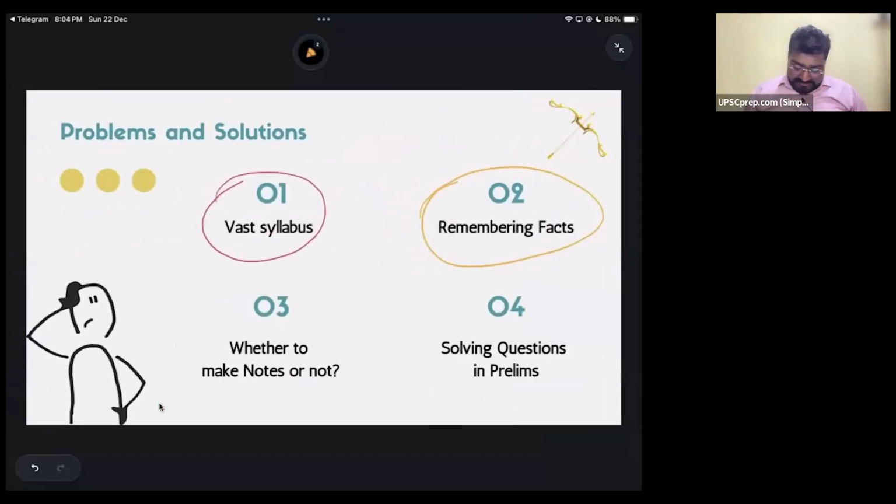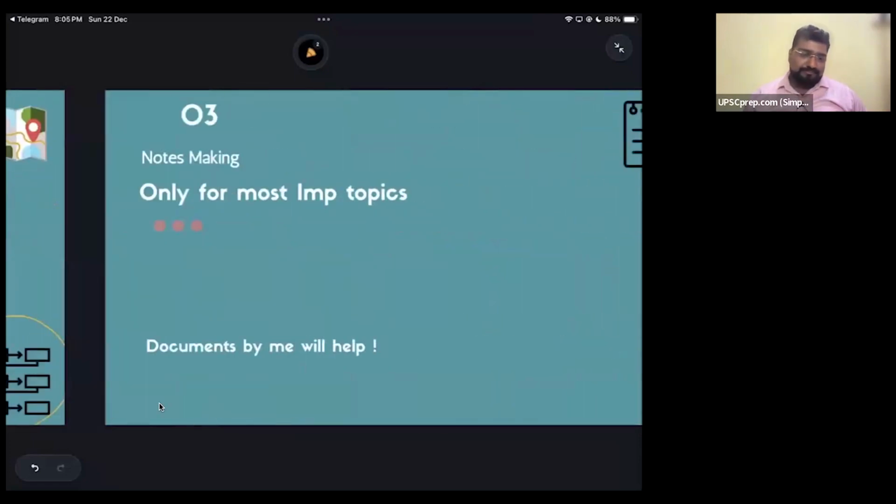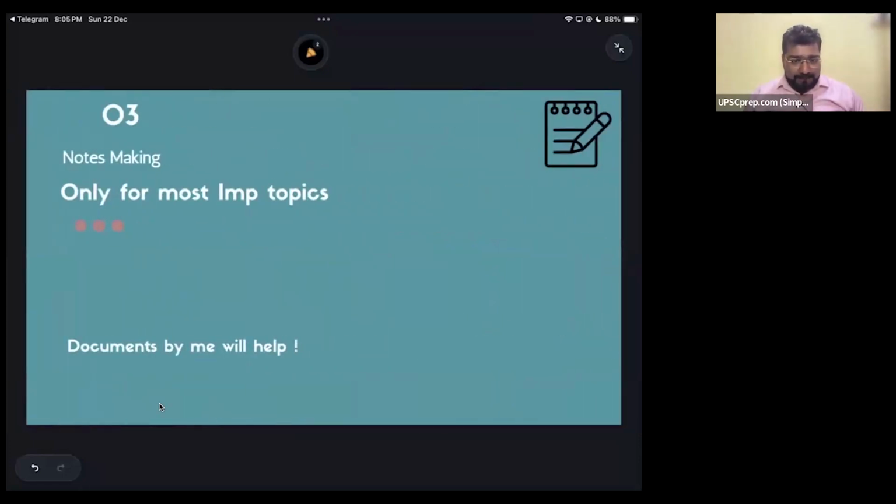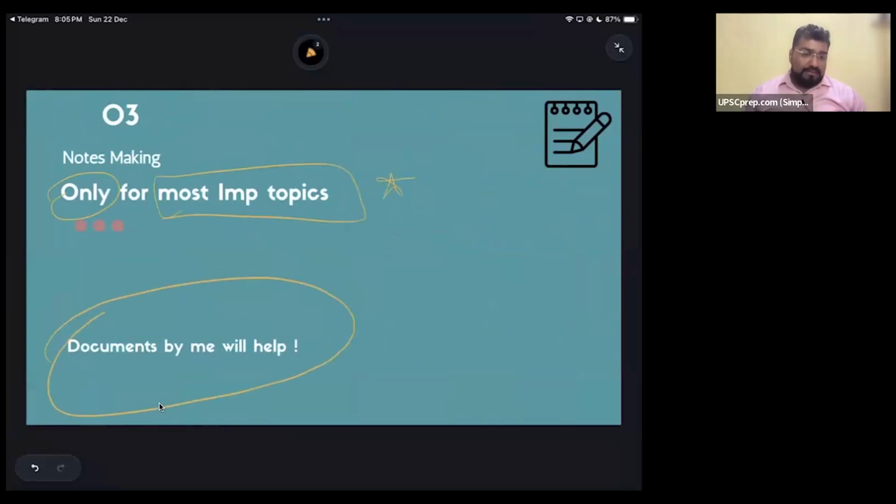Okay. Third thing is again whether to make notes or not. So many of the students ask me, they mail me, sir, ancient medieval के notes बनाने हैं क्या नहीं, बनाने हैं तो कैसे? Whether we should be making notes of ancient medieval or art and culture or not. So let's resolve this particular issue. Notes making, yes, you should do it, but which topics? Only the most important topics. The documents which I discussed earlier, let me share the screen again.